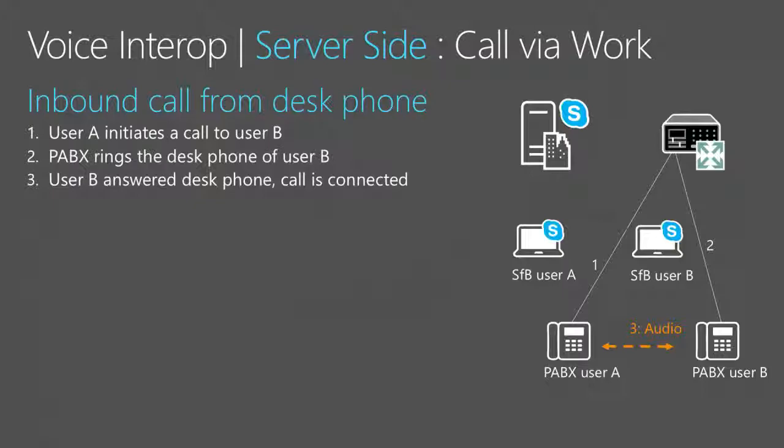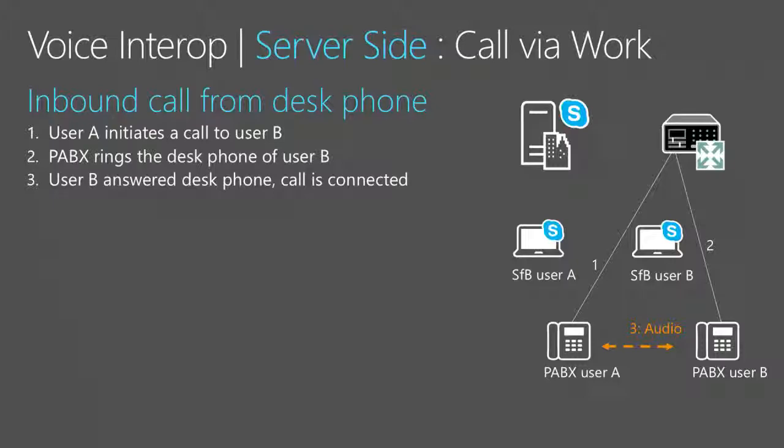Inbound calling inside the PBX, and this is a negative part of the call via work solution, has absolutely no visibility for Skype for Business. It's great that whenever I'm placing a call, my PBX phone rings. But if I pick up a PBX phone and start ringing Paul on his PBX phone, Skype for Business is not going to see that call. So you're going to miss that information. And also, we will not fire up a presence.